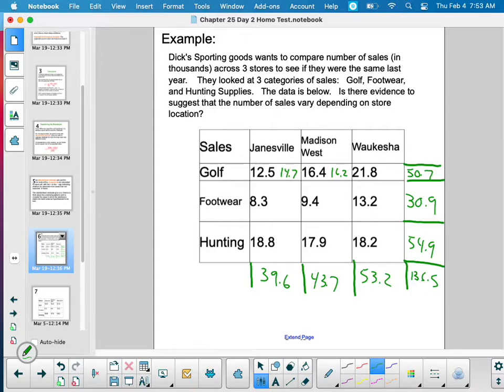Okay, and then again, to find the chi-squared statistic for each cell, we'll just do it for a couple example cells here. I take the 12.5 minus 14.7, which is obviously negative 2.5. And square that, so 2.5 squared divided by expected. And I get a chi-squared value for that particular cell of 0.4251.